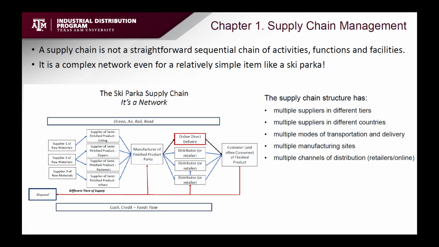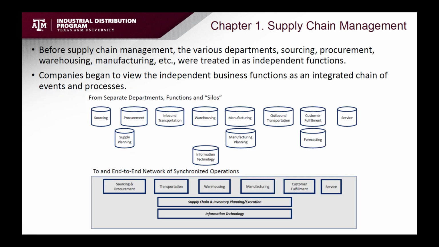Now, if it looks complicated for a parka, imagine the network for a smartphone or an automobile with tens of thousands of components. The complexity grows fast, and that's exactly why we need analytical tools, including mathematical models. That's what this course is about.